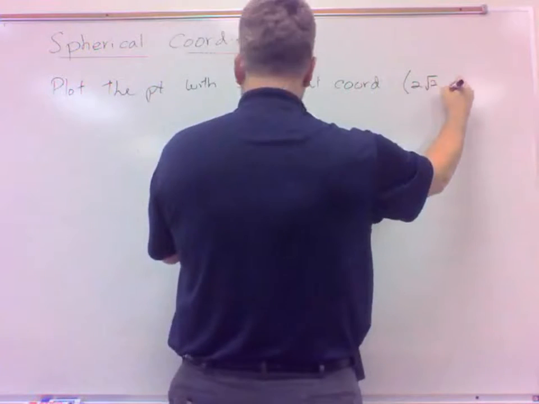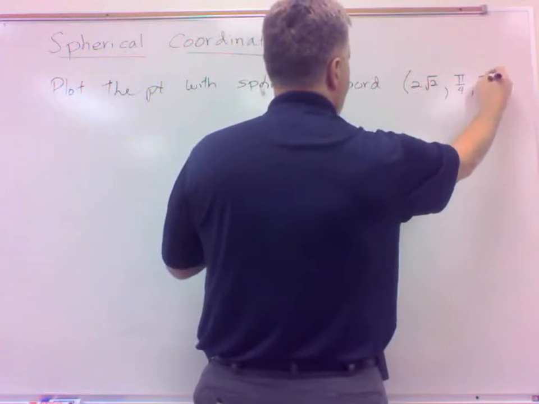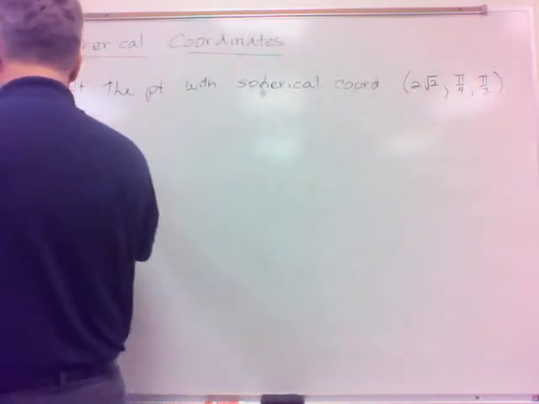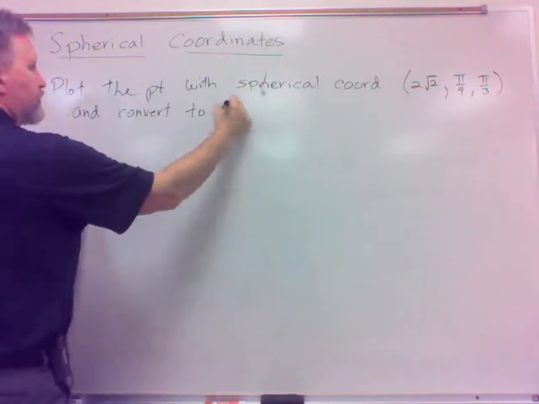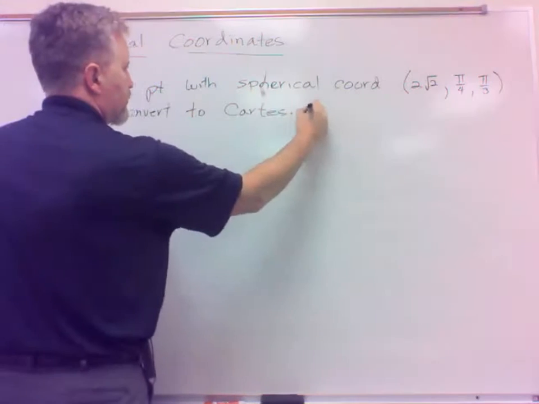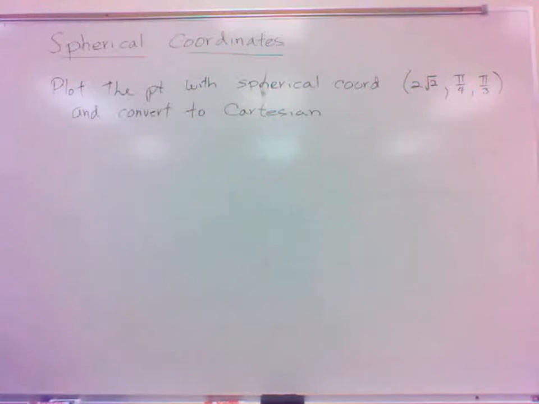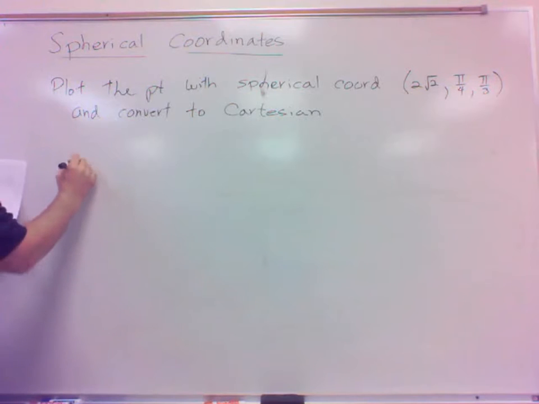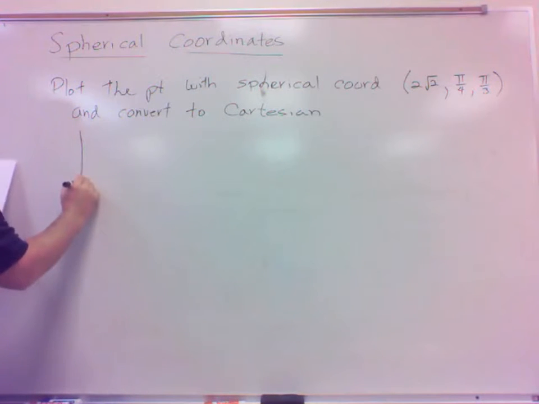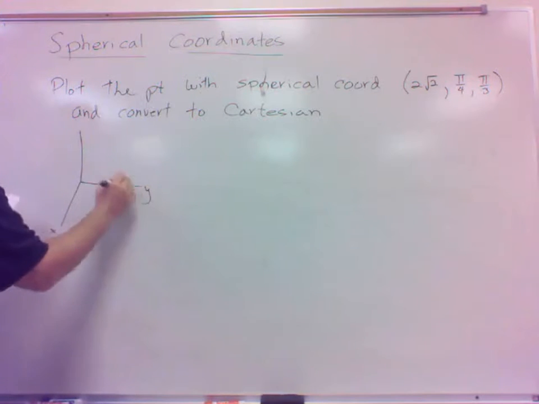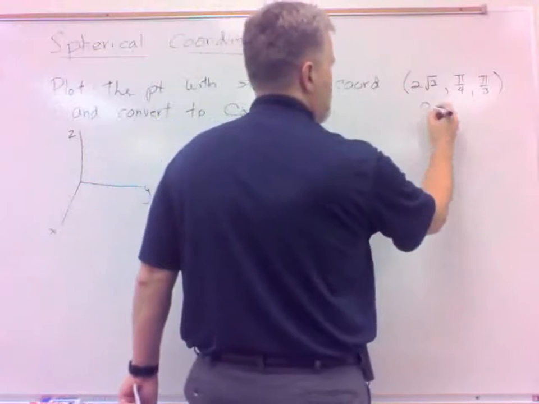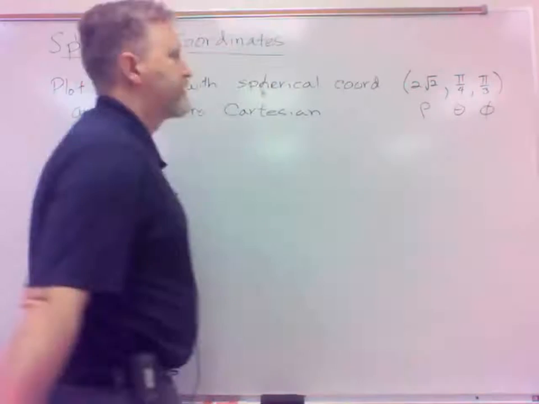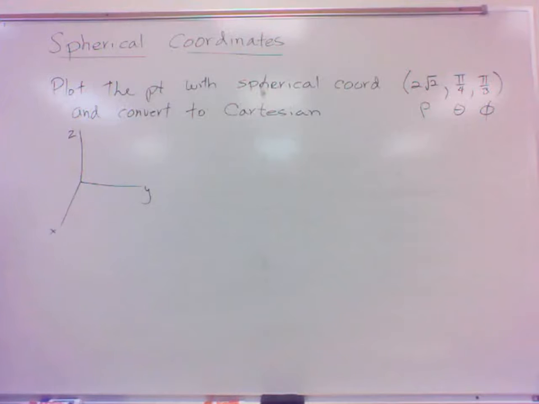Two square root of 2, comma, pi over 4, comma, pi over 3. Plot it and then convert it to Cartesian. Okay, so what we know here: this is our rho, this is our theta, and this is our phi. So rho is 2 square root of 2, theta is pi over 4, and phi equals pi over 3.